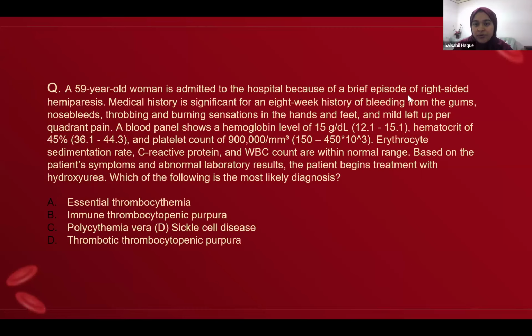A 59-year-old woman admitted to the hospital, brief episode of a right-sided hemiparesis. Okay, then you have an 8-week history of bleeding from the gums, nosebleeds, throbbing and burning sensation in the hands and feet. So a lot of neurological symptoms. Hemoglobin is normal on the higher end. Hematocrit is increased. Platelet is increased. Erythrocyte, C-reactive, all within normal range. Based on the patient's symptoms and abnormal laboratory results, the patient begins treatment with hydroxyurea. Which of the following is the most likely diagnosis? These are the other options, by the way. Polycythemia vera and sickle cell disease.